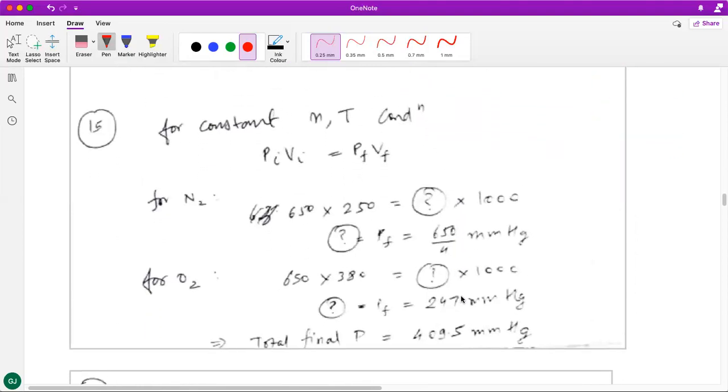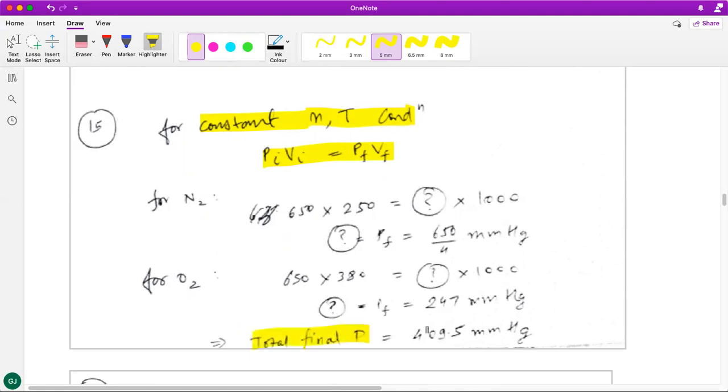All right. Then 15th question, again, it's a good question. It is quite similar to the questions that we have done in the class, that the gas is diffused from one vessel to another vessel, right? Such that temperature conditions and total moles are not changing, right? So the moles and temperature are constant. That means you can apply P initial V initial is equal to P final V final. So you apply that for both the gases, you apply it for N2, you apply it for O2, and you get their final partial pressures, and then you add them up to get the total final pressure.